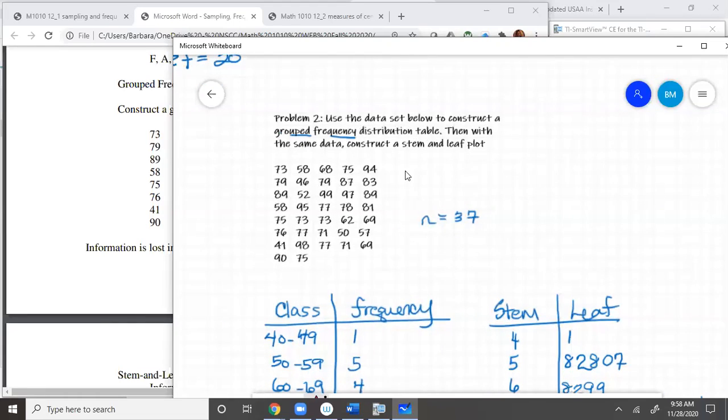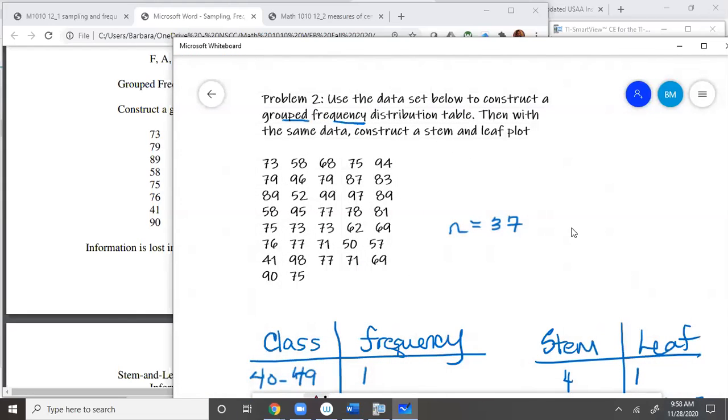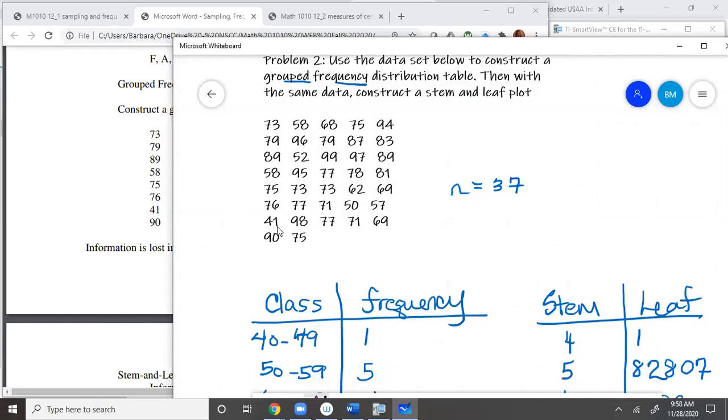All right. So the first thing we're going to do is construct a grouped frequency distribution that covers all the numbers. Let's get our lowest number here, and that's the number 41. The highest number is 98. So the groups need to cover all the numbers in our data set. I'm going to group them by tens because it seems like we're going from 40 to about 100.